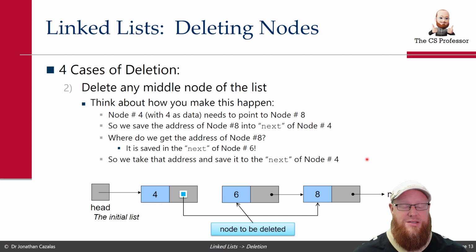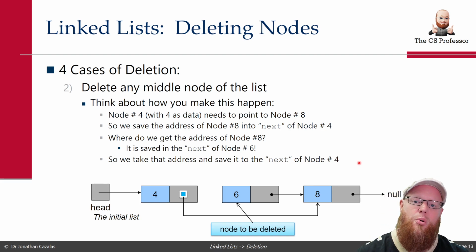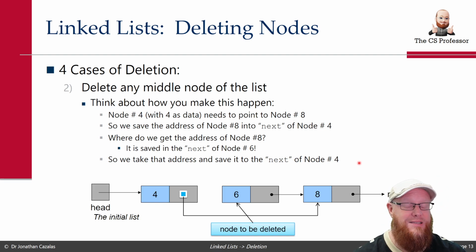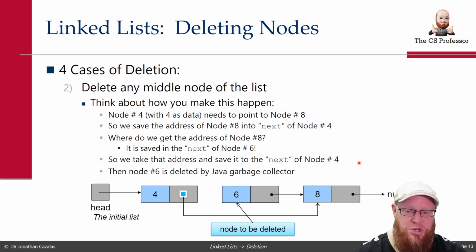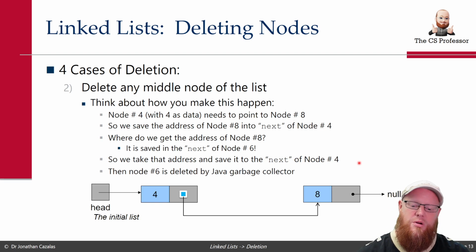In Java, since we have a garbage collector, that really deletes the node. The garbage collector does the deleting, but what allows that garbage collector to actually delete it is the fact that it's no longer being referenced. Nothing is pointing to node 6. What was pointing to node 6, node 4, is now pointing directly to 8. 6 has been bypassed. Java garbage collector, no mercy.